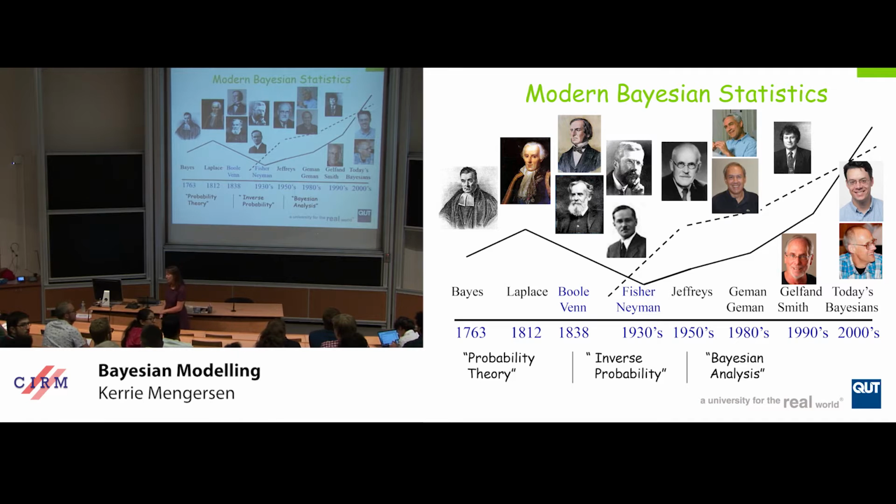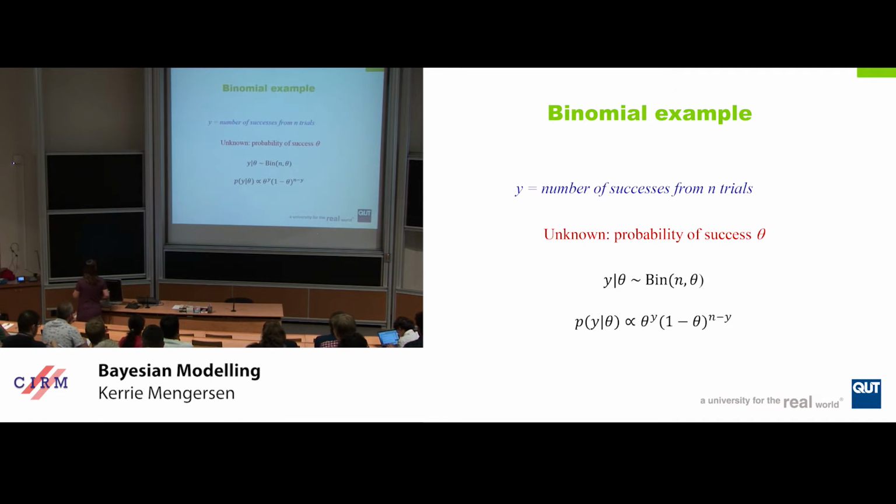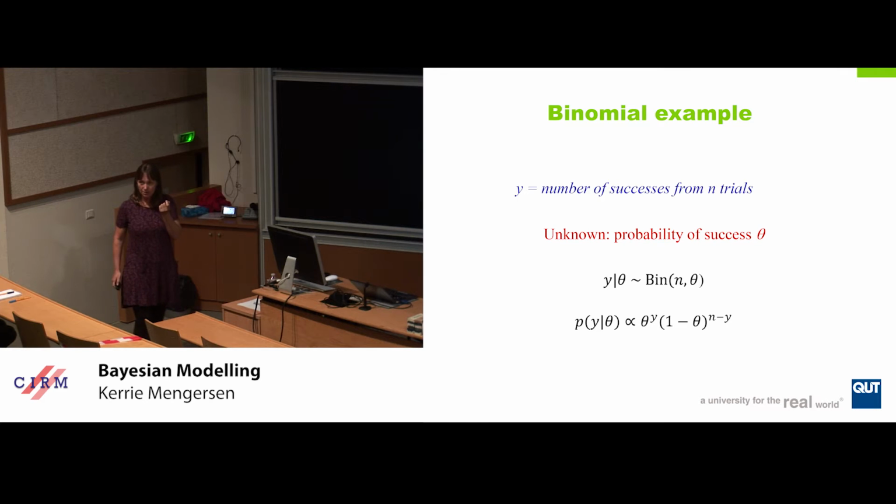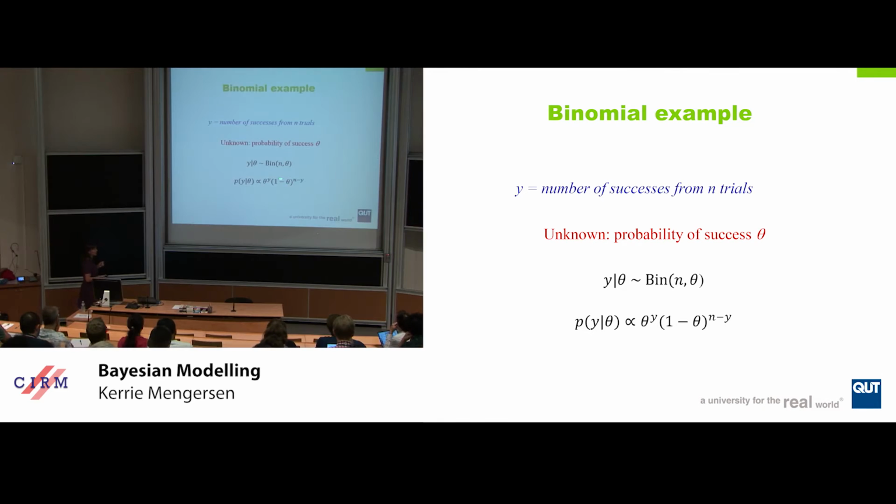Great. All right, so let's just think about a very simple Bayesian example. Most people here will know this, some people won't have done this, so let's just go through. We have y, the number of successes from n trials. Our unknown parameter here would be theta, the probability of success. Y is going to be binomial(n, theta), and so we have our likelihood, which is proportional to theta to the y, (1 minus theta) to the n minus y.